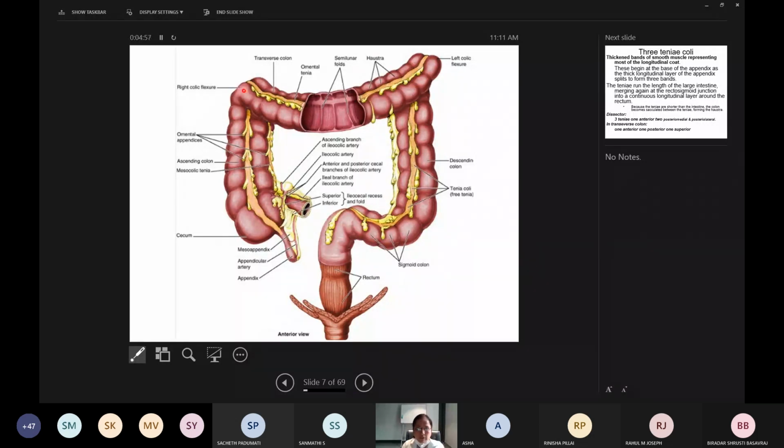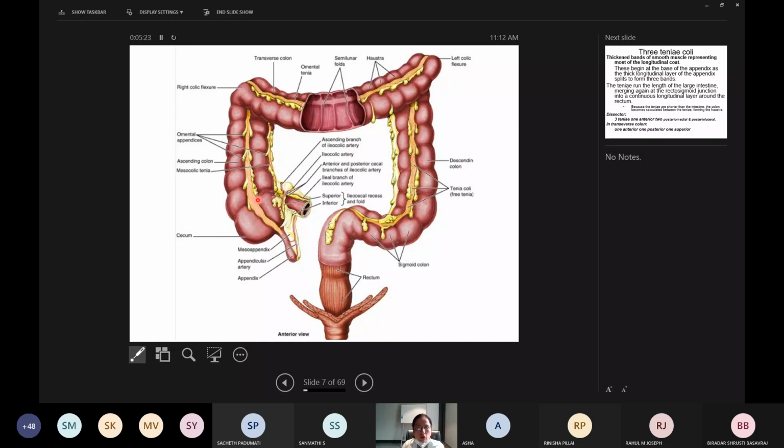Hence, whatever sacculations or dilatations are there, they are seen because the length of the taenia coli is less and the large intestine is more. So to accommodate within that, you can see the dilatations or sacculations of the large intestine. So what are these taenia coli? The thickened bands of the longitudinal muscle fibers. In between there may be a thin layer of longitudinal muscle also running.